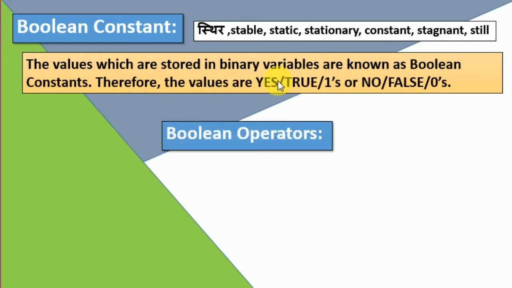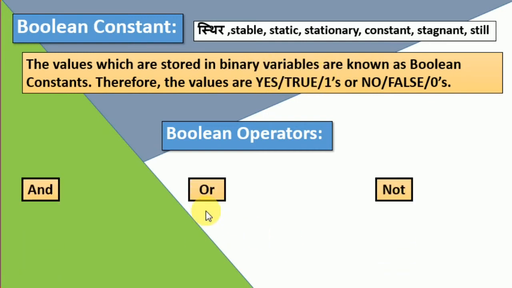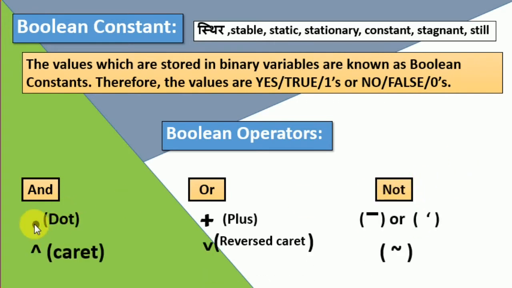Boolean operators. There are three operators: and, or, not. Now how is and going to be denoted in Boolean, how is or going to be denoted, how is not going to be denoted? And is the dot sign or the caret sign. Or is the plus sign or the reverse caret. Not is denoted by single quotes or a dash sign at the top. How these signs are used, I'm going to explain also, but you should know what and, or, and not are.